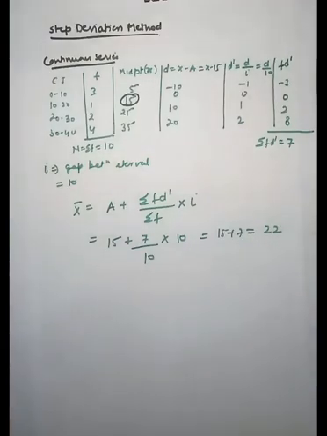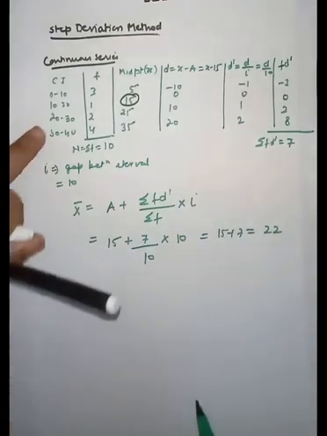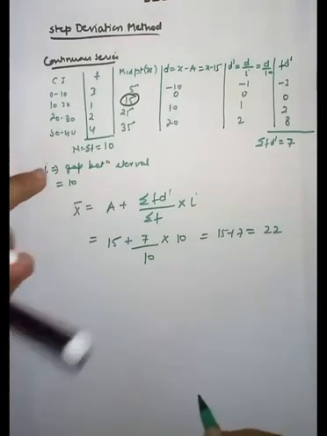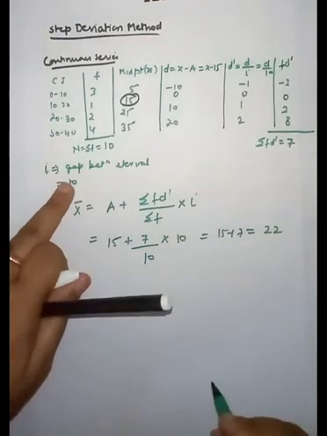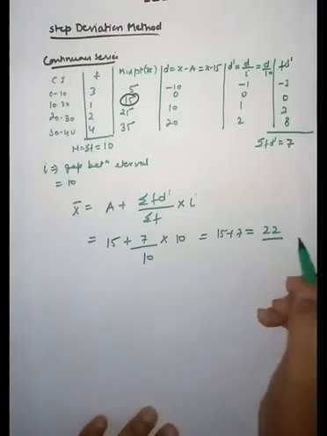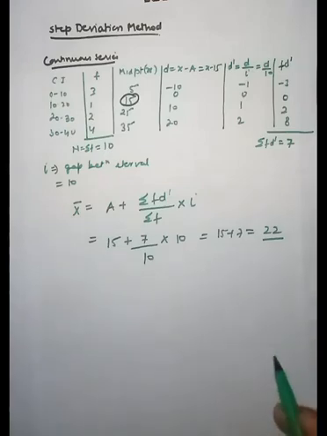So you see, when you solve the same question through the direct method, the shortcut method, or the step deviation method, the answer is always the same. So these are all the methods. This is all about the arithmetic mean.